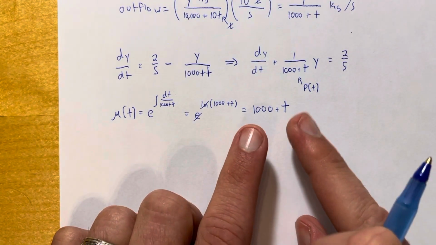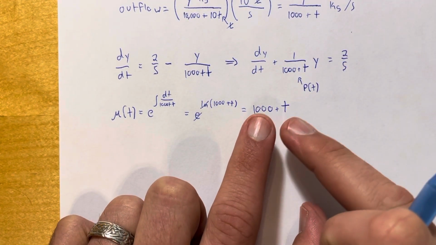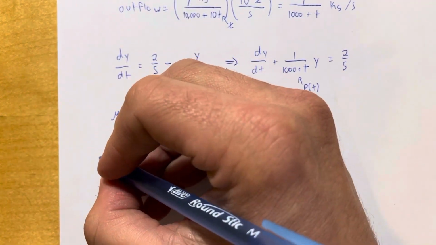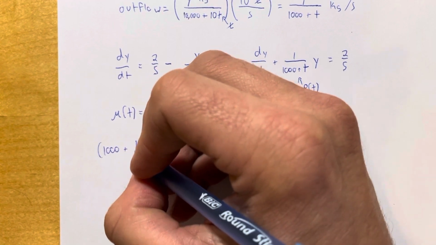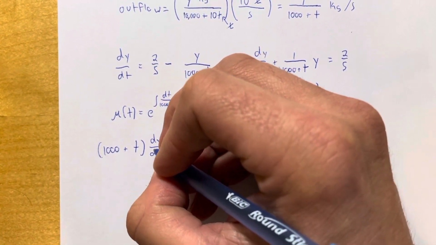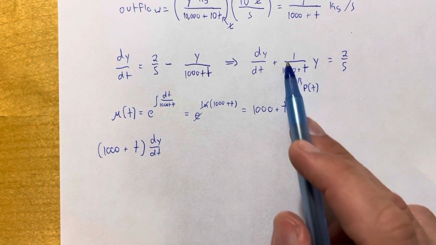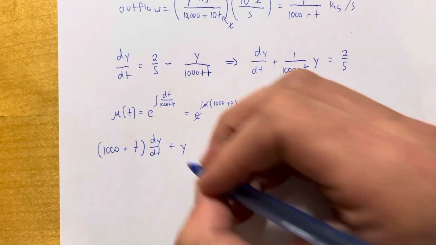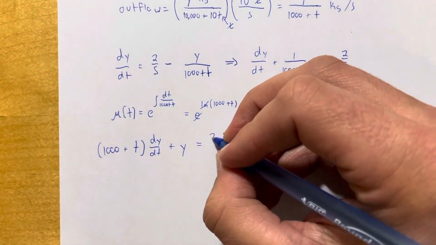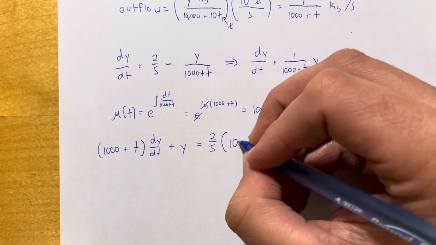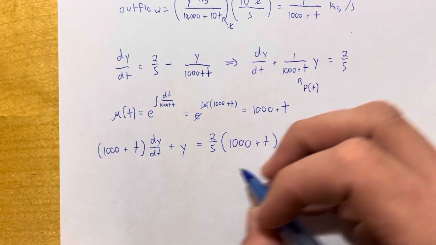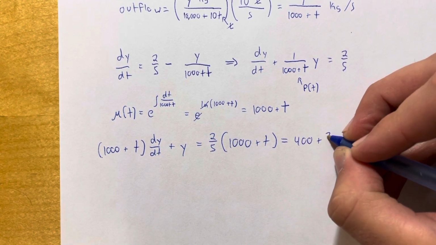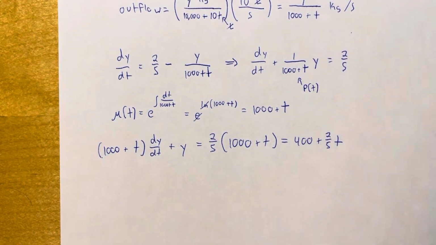So now we need to take this differential equation up here and multiply both sides by 1,000 plus t. That is going to look like this. 1,000 plus t times dy/dt plus, when I multiply this term by 1,000 plus t, it just cancels the 1,000 plus t in the denominator and gives me a y, which is kind of nice, equals 2/5 times 1,000 plus t, and I'm going to distribute that 2/5 in. That's 400 plus 2/5 t.